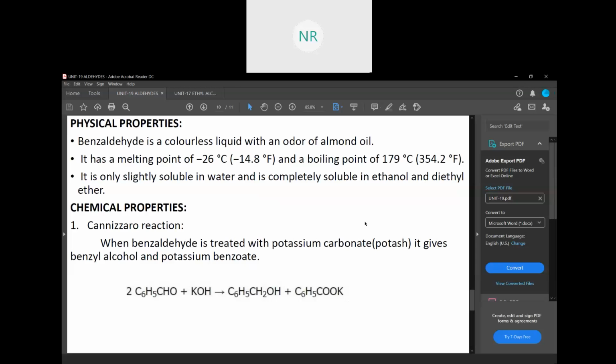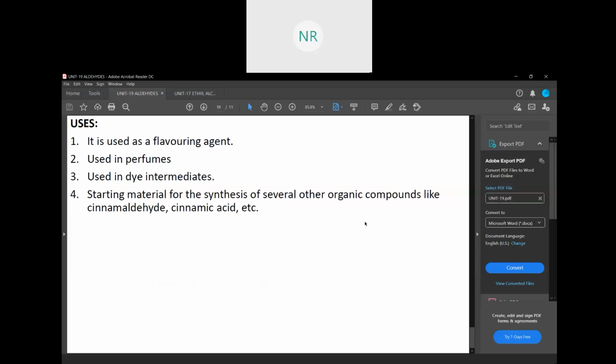And for the chemical properties, this Cannizzaro reaction is very, very important. When benzaldehyde is treated with concentrated potassium hydroxide, it gives benzyl alcohol and potassium benzoate. It is used as a flavoring agent, and likewise, for writing uses.